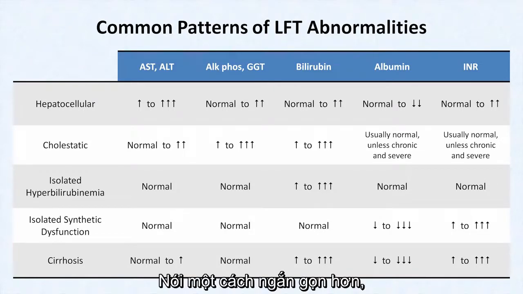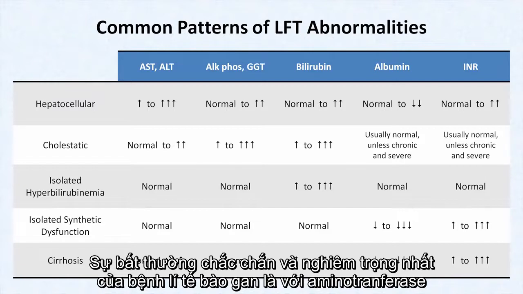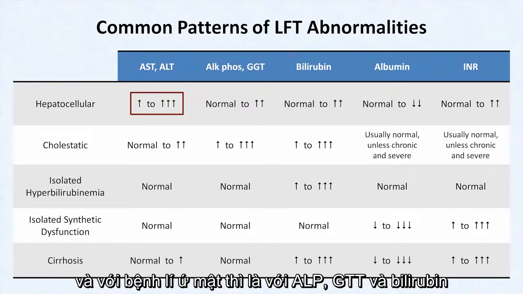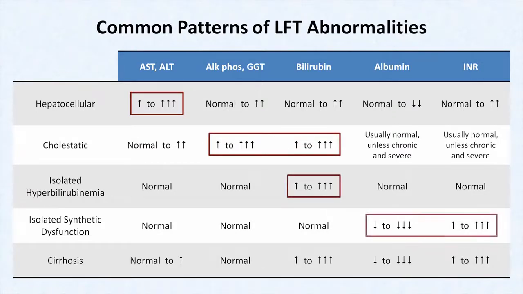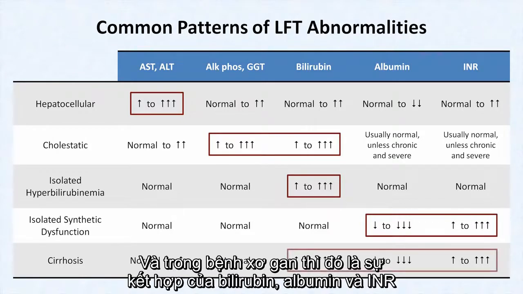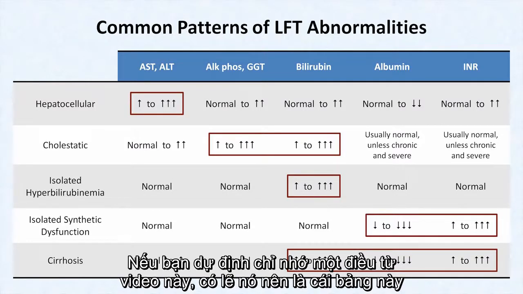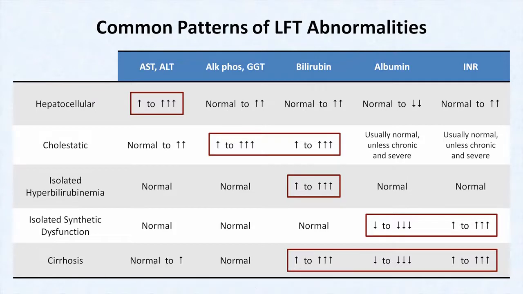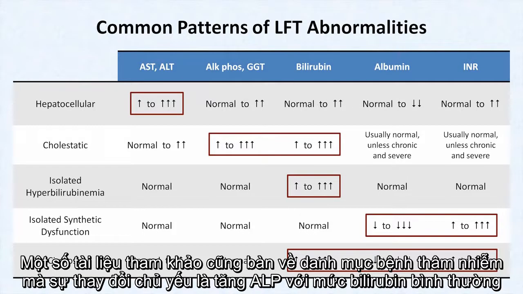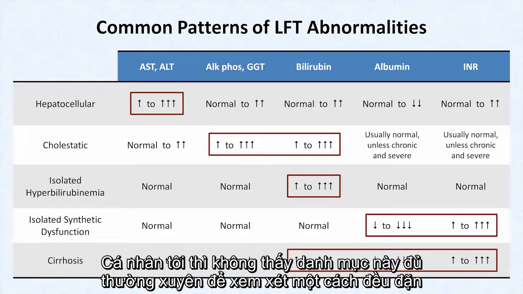Put in a slightly more succinct way, the defining and most severe abnormality in hepatocellular disease is with the aminotransferases. In cholestatic disease, it's with the ALK-Phos, GGT, and bilirubin. These two are obvious. And in cirrhosis, it's that combination of bilirubin, albumin, and the INR. If you're going to commit just one thing from this video to memory, it should probably be this chart. Now, some literature references also discuss a category for infiltrative diseases, in which the primary derangement is an elevation of ALK-Phos with a relatively normal bilirubin. I have not personally found this category to be frequent enough to consider on a regular basis.